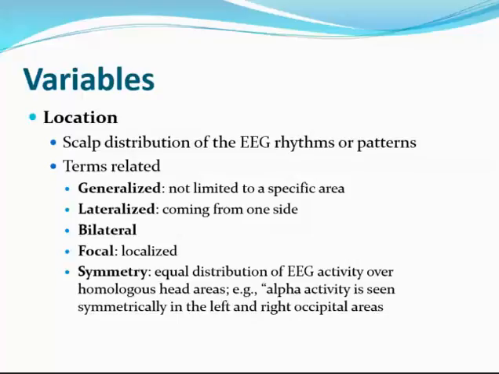EEG alpha activity is seen symmetrically in the left and right occipital areas. You want to look at the same areas on both hemispheres. If you're going to look at the frontal plane in one hemisphere, you want to make a comparison with what is happening in the frontal plane on the right hemisphere.